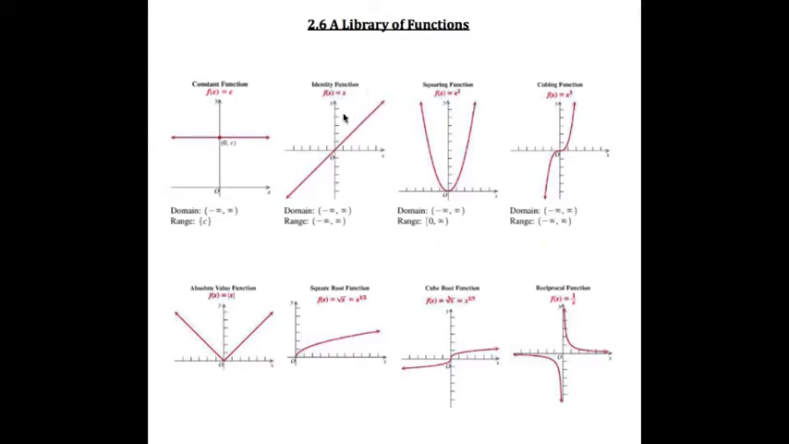The identity function is simply f of x equals x, or y equals x. That is a line that passes through 0, 0, and has a slope of 1. Our squaring function, or our x squared function, is our typical parabola, a basic parabola that has a minimum at 0, 0. We have the cubic function, the absolute value function, square root function, cube root function, and reciprocal function. So just some common functions that you'll see as we go on throughout the semester.